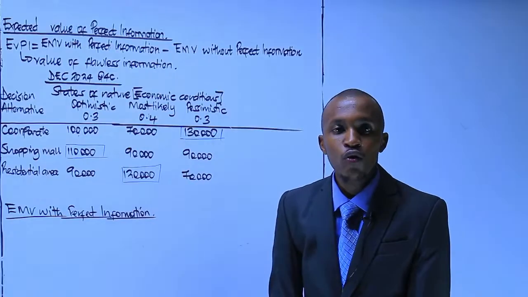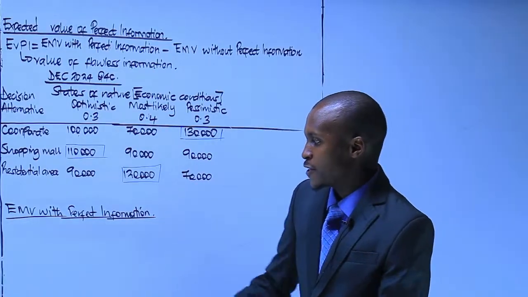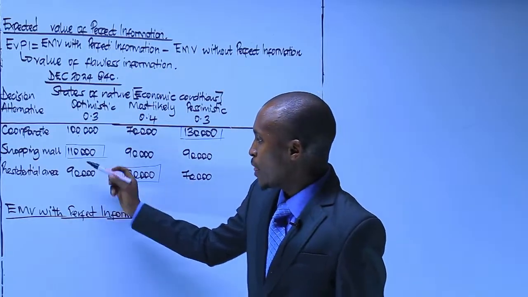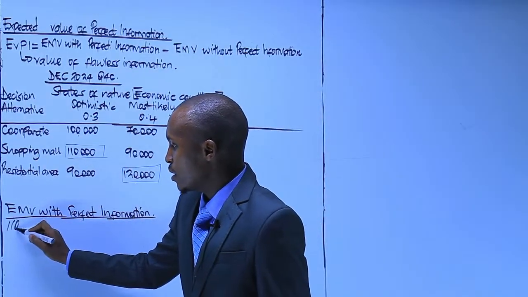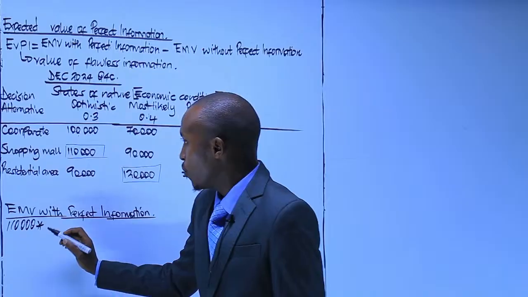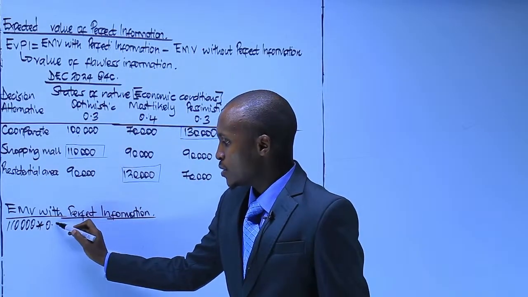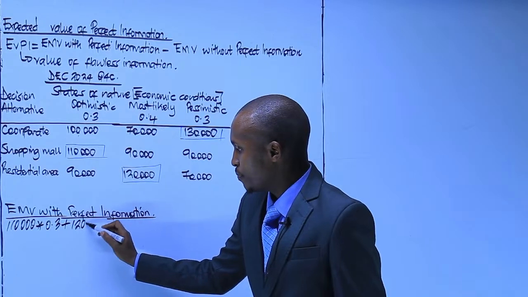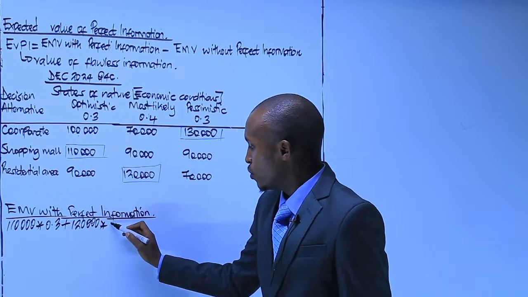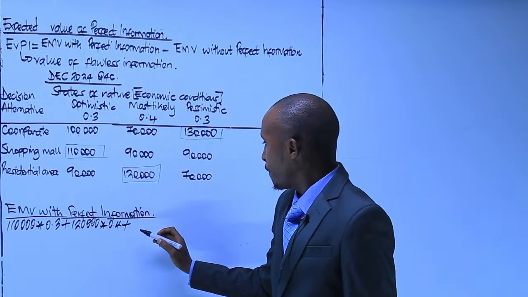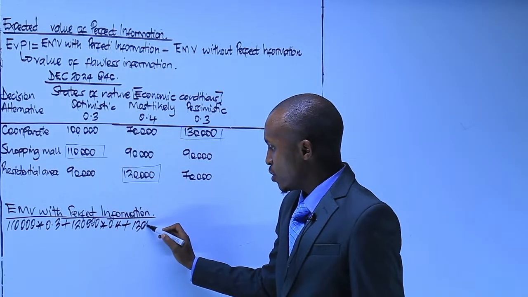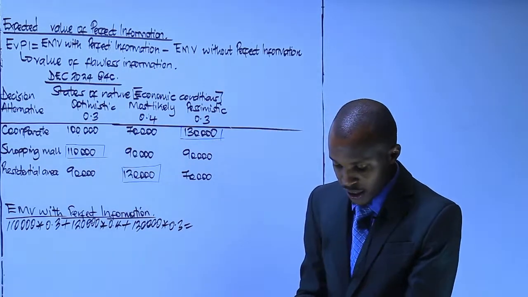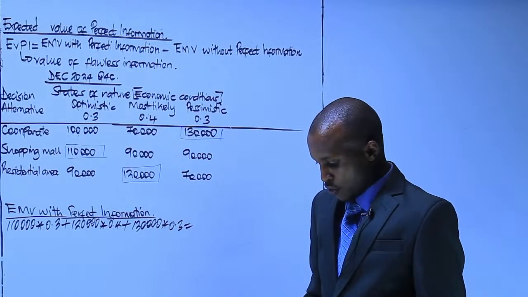Then you multiply by your probabilities. Remember, for expected value, you must multiply with your probabilities. And how will that be? You're going to say it is 110,000 with a probability of 0.3, plus 120,000 with a probability of 0.4, plus 130,000 with a probability of 0.3.